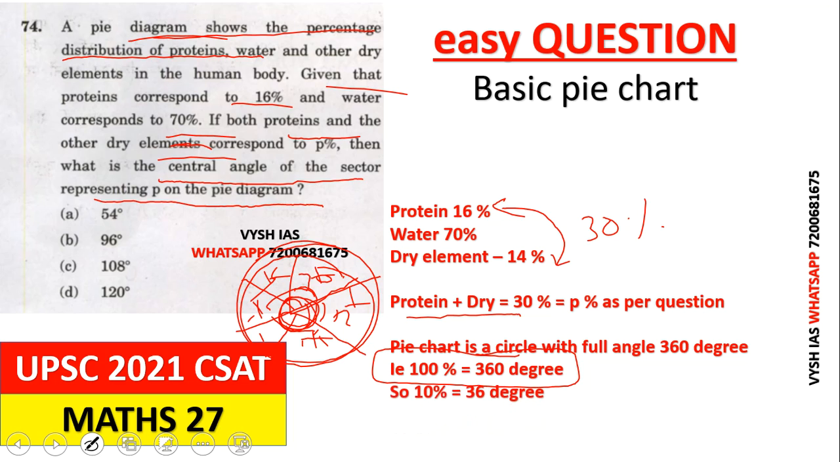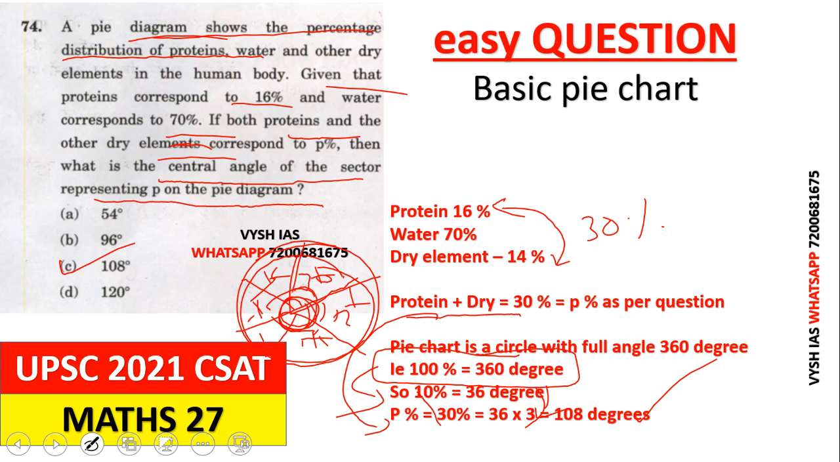So if you just generalize or divide by 10, every 10% it will be 36 degree. And in our question, we need 30%. So 30% is 36 into 3. 10 into 3, 30; 36 into 3. So the answer is 108 degree. You don't have to sit and draw that pie chart and measure the angle. Don't do any of this. Whenever a pie chart question comes, it will be a straightforward question. Find out the percentage, equate with 360 degree, divide it and get the answer.